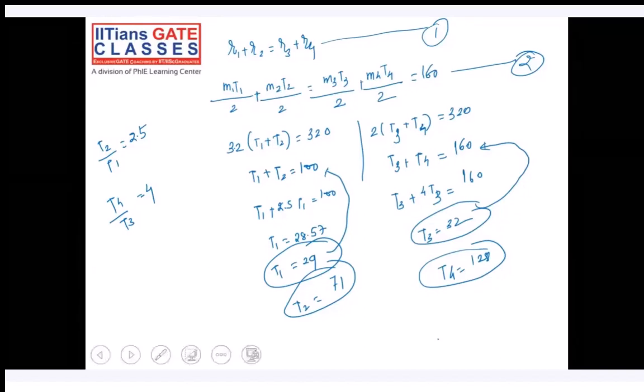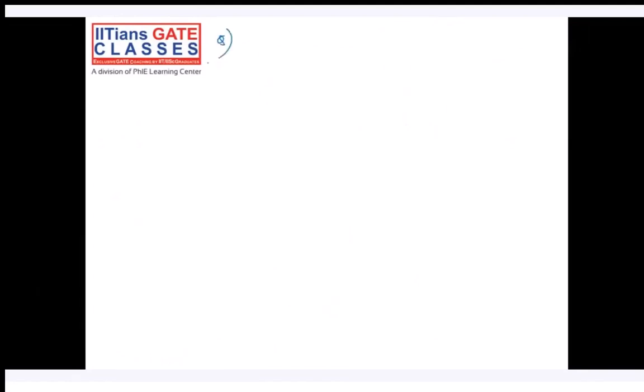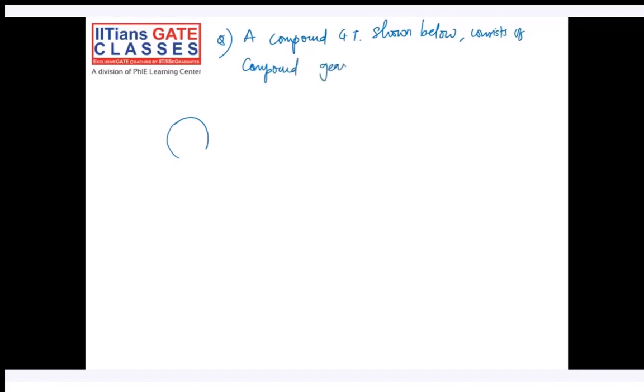From the compound gear train, I'll draw the figure directly, or let's write the question first. A compound gear train shown below consists of compound gears B, C and D, E. Okay, full stop. All gears are mounted on parallel shafts.